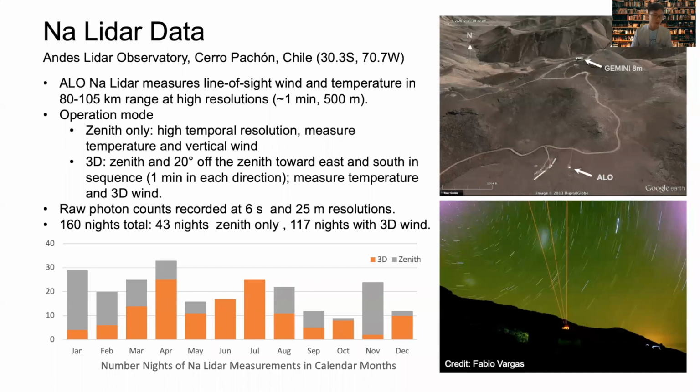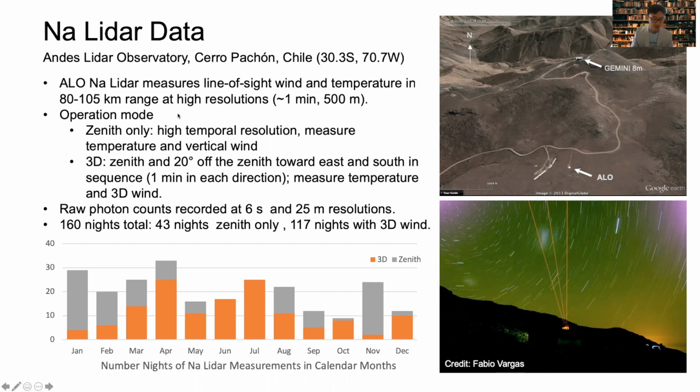The data I use is sodium lidar data from Andes Lidar Observatory, located at Cerro Pachón, Chile. Here, ALO sodium lidar measures line of sight wind and temperature in the 80 to 105 kilometer range at high resolution. It's about 1 minute and 500 meters.